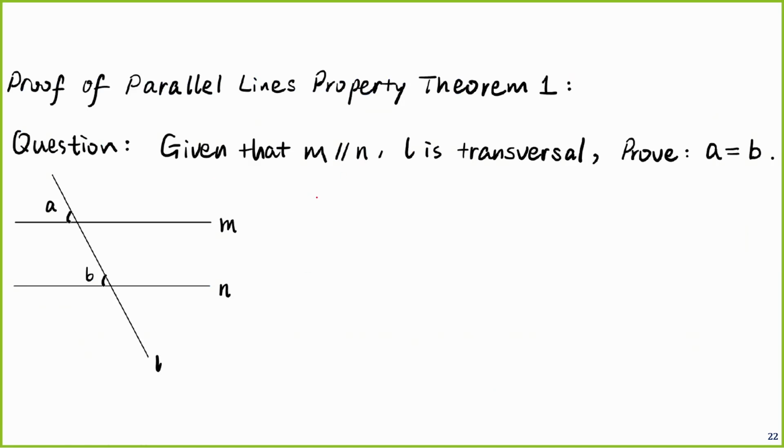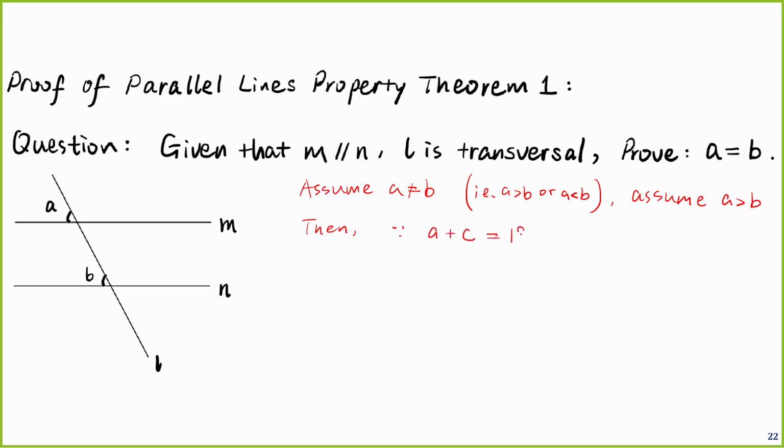We can do it like this. Let's assume A is not B. If A is not B, either A is less than B or A is greater than B, right? It's okay to assume A is greater than B. Otherwise, if A is less than B, the method is the same. Then we know A plus C must equal 180 degrees, right? Let's say C is the angle here. A plus C equals 180 degrees. Therefore, we know B plus C must be less than 180 degrees, right?